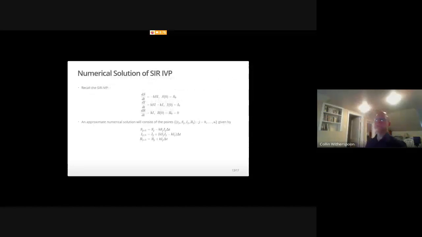Okay, so, numerical solution of the SIR initial value problem. I just pulled that back in so you can see that. An approximate numerical solution will basically consist of a set of points, where I have approximated the system at each time value t sub j. So I've got this set of four-dimensional points, t j, S j, I sub j, R sub j, for all of my time values, given by, and note what I've done.